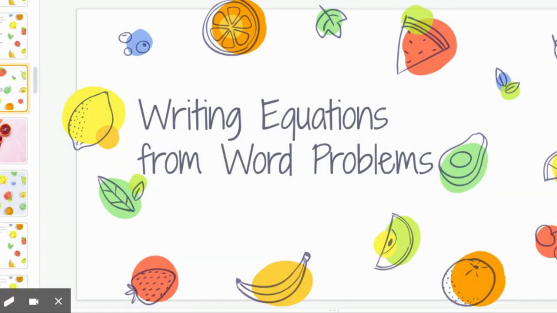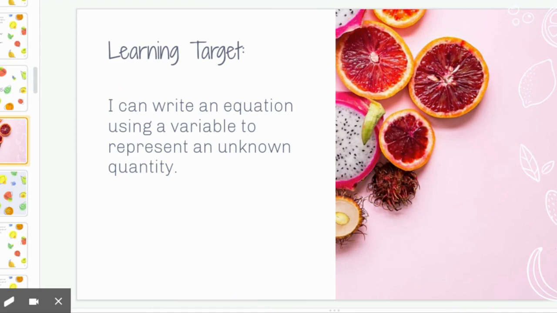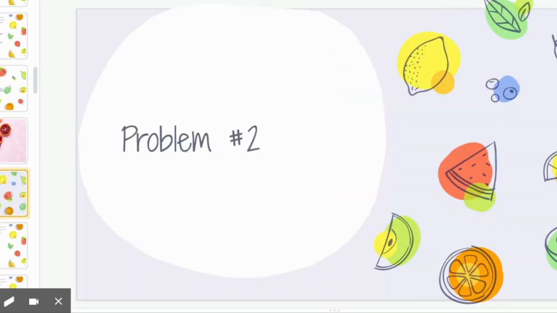This is part 2 of our 4-part lesson on writing equations from word problems. And again, our learning target is I can write an equation using a variable to represent an unknown quantity. I will walk you through the steps of writing equations from word problems and then also give you some ideas on other equations that would go with that word problem. This lesson just focuses on walking you through the steps of writing the best equation, and then I'll show you the other equations that would also match that word problem.